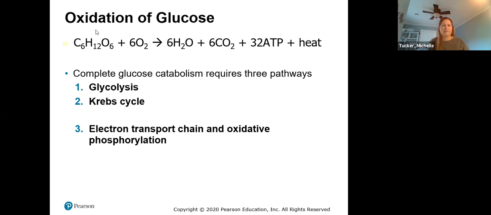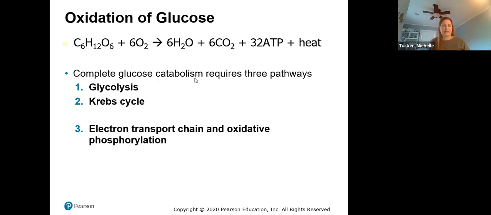So complete oxidation of glucose is you take a glucose molecule, C6H12O6. You will oxidize it, using oxygen in the process, to end up with final products of 6 water, 6 CO2, and 32 ATP. And about 2/3 is going to be lost as heat. And that's actually pretty efficient. Okay, so it seems like a lot, but it's actually a relatively efficient process.